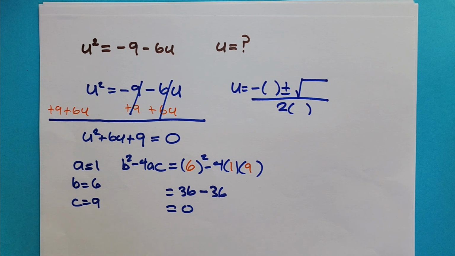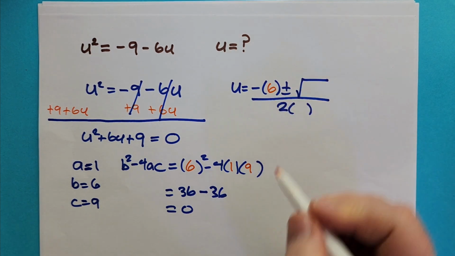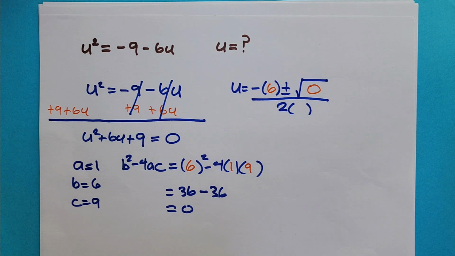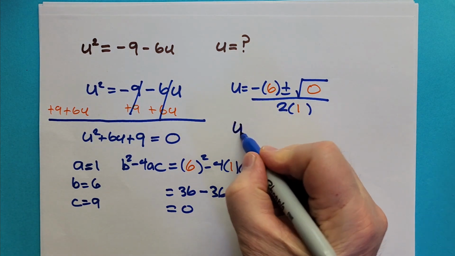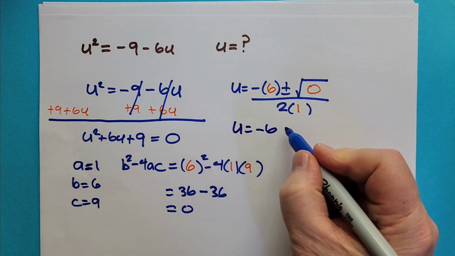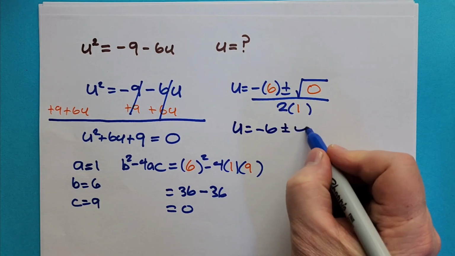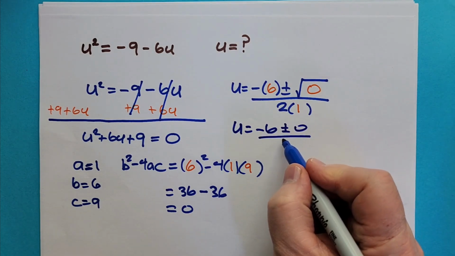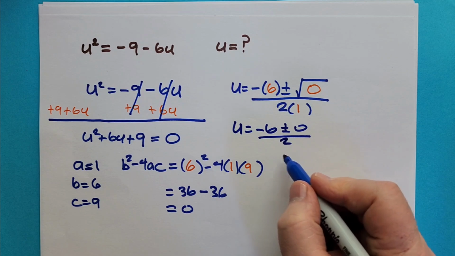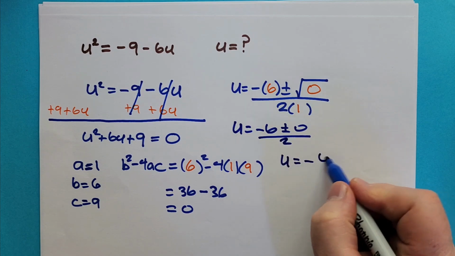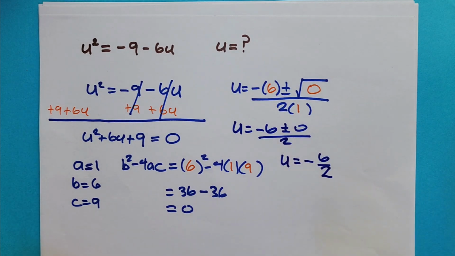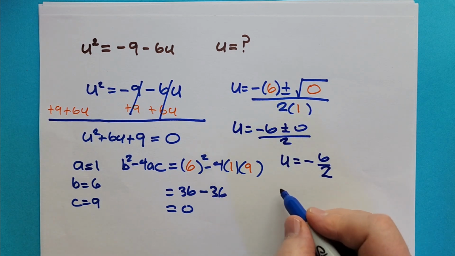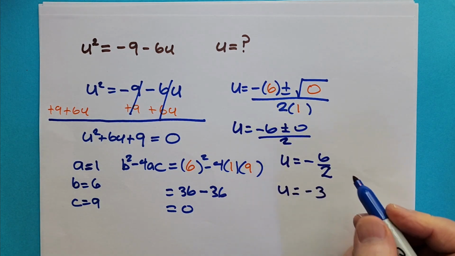So anyway, it's a negative of b, so a negative of the 6 plus or minus, well, the discriminant came out to be 0, right? And then 2 times a, that's 2 times 1. And then we just figure out what this is. So u is equal to a negative 6. The square root of 0 is 0. So we get plus or minus 0 all over 2. So therefore u is equal to a negative 6 over 2. Plus or minus 0 is just 0 in each case. So therefore that's why we get our single root.